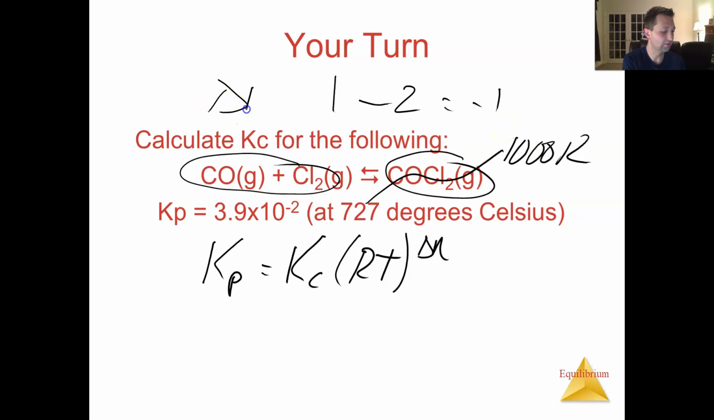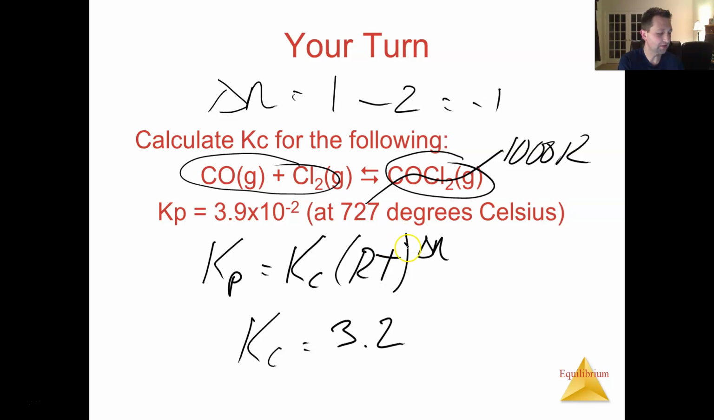All right, so that's important there. It could be negative. It's no big deal, right? You just follow the rules. Product minus reactant. 1 mole of product, 2 moles of reactant. 1 minus 2 is -1. Plug all of it in, and we should end up with a Kc value of 3.2. Okay?